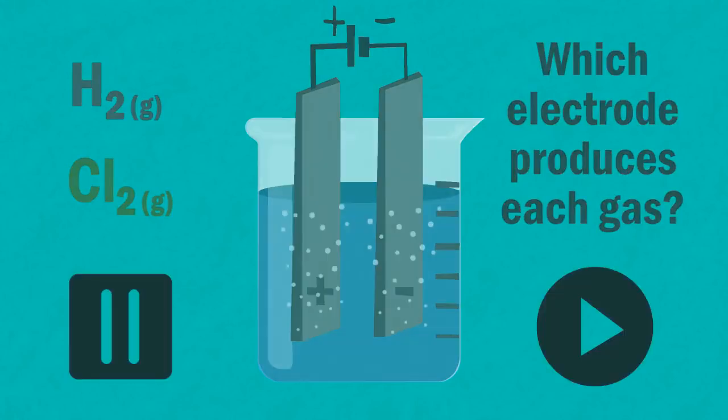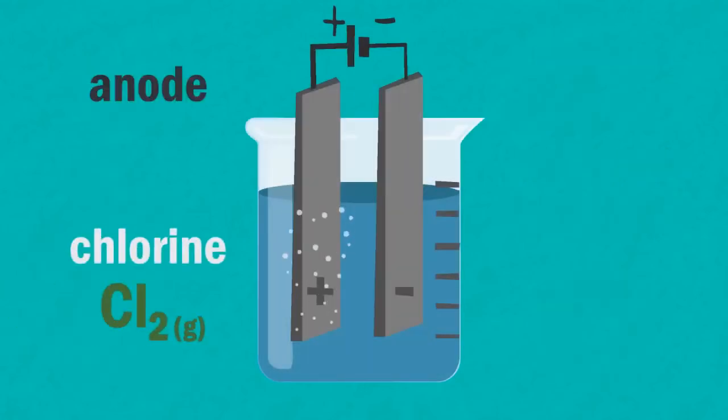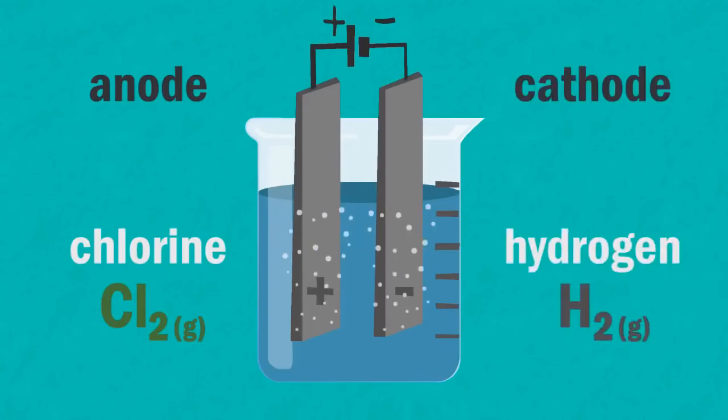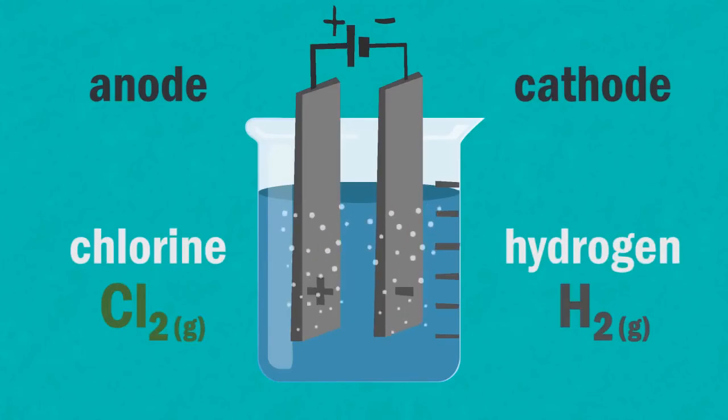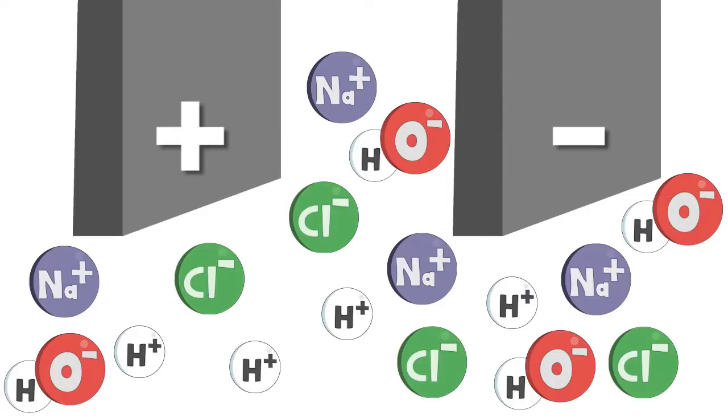Pause the video and see if you can work it out. The chlorine is formed at the anode, that's the positive electrode, and the hydrogen is formed at the cathode, that's the negative electrode. Did you get it right? Let's look at what's going on at each electrode.